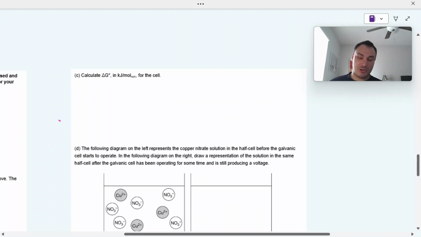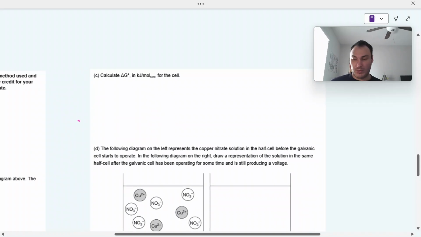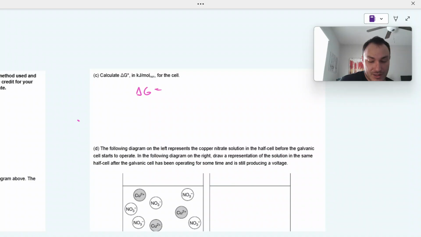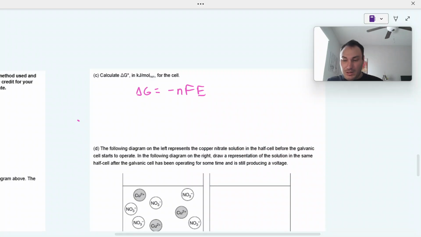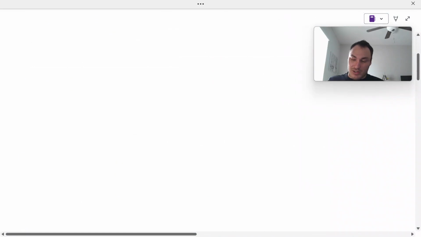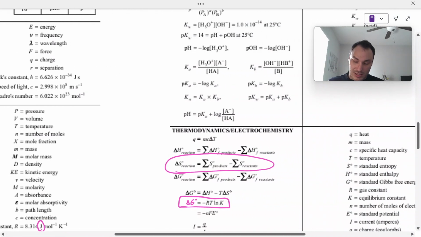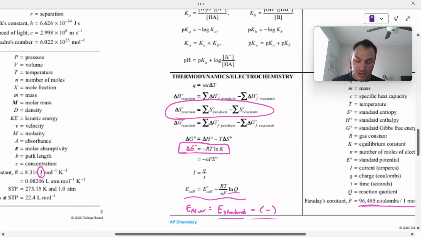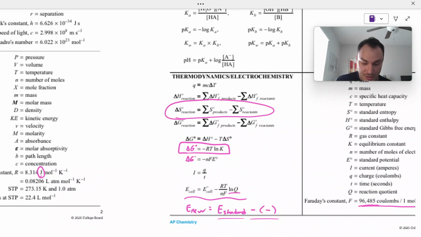Calculate the delta G in kilojoules per mole for the cell. All right, delta G, we're going to use the equation that says delta G is equal to negative N times F times E. That is on your equation sheet. Let's go to your equation sheet and see where exactly that is. That is going to be down here where the delta G equations are. That's this equation right here. I know it doesn't write a delta G explicitly, but delta G is equal to negative NFE.